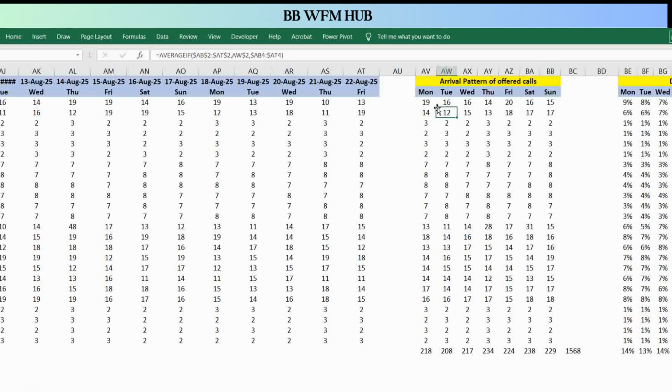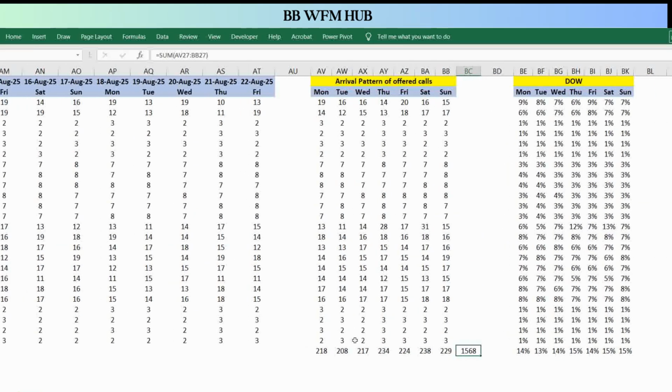Now it's time to calculate how many calls came each day. So we need to do the sum. Here it's the sum of all the days. Now, day of the week means the percentage of the day from the whole week. So we need to calculate the sum of all the days of the week as well. That means how many calls came on each day of the week. So it's showing 1568 calls.